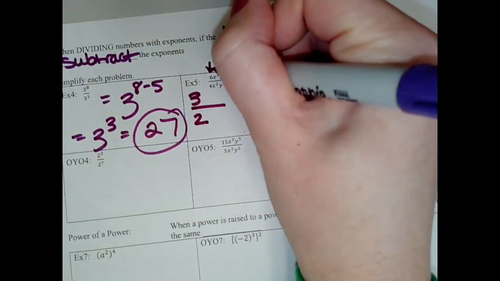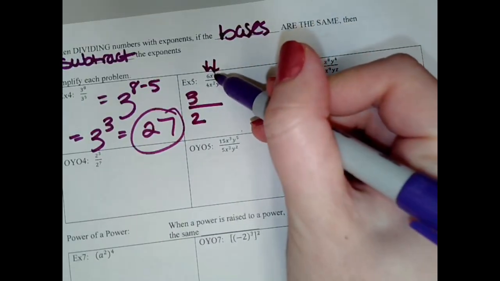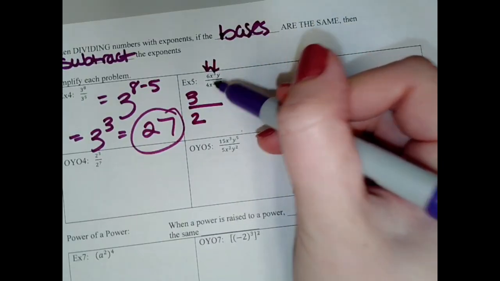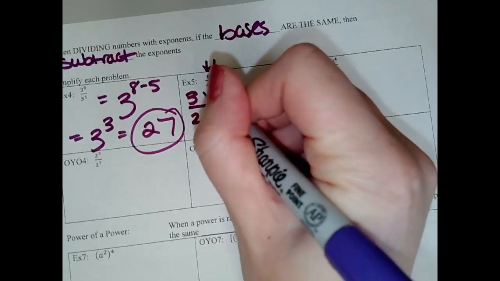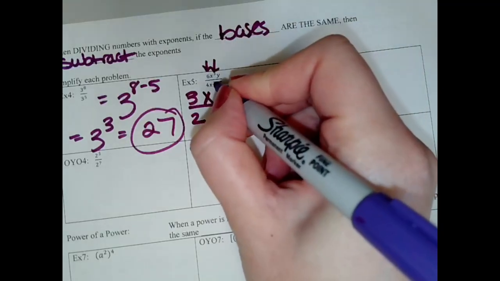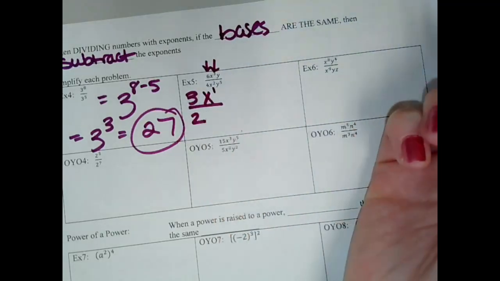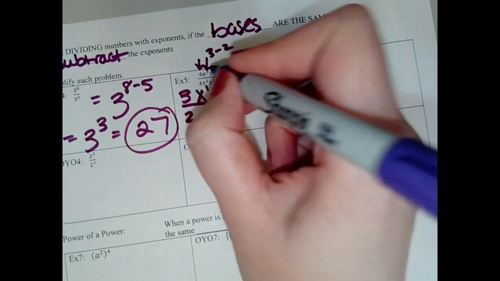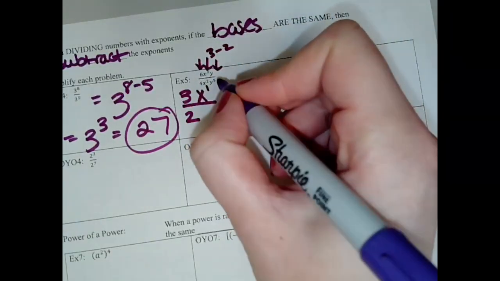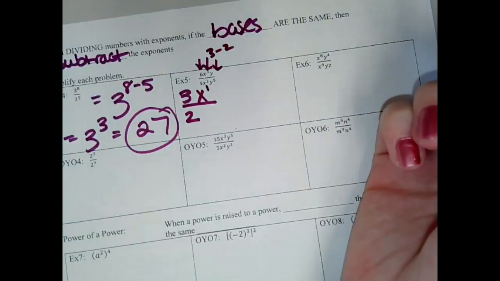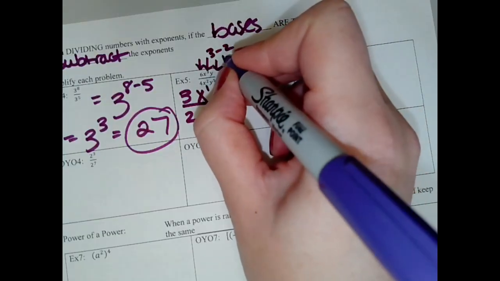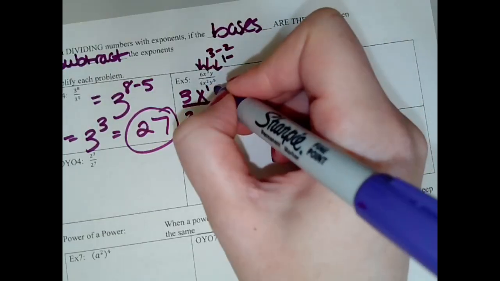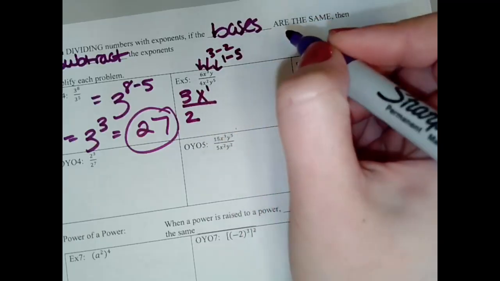Now I'm going to take a look at the x's. I have x cubed over x squared. So remember, it's subtraction. So it's x to the 3 minus 2, which is x to the first power. So I subtracted 3 minus 2. Now I'm taking a look at the y values. Y is understood to be to the first power, so it's y to the first power minus y to the fifth power, so 1 minus 5.